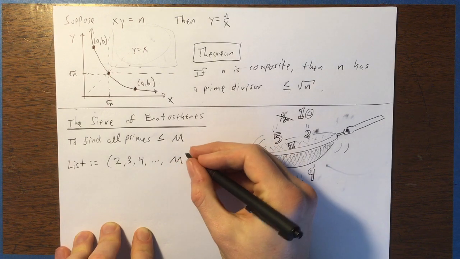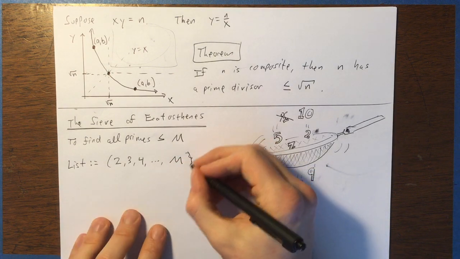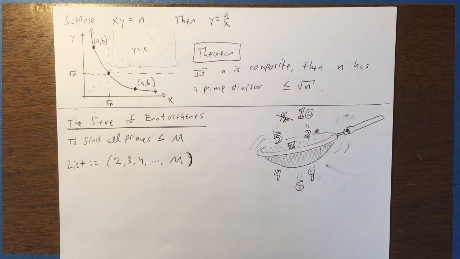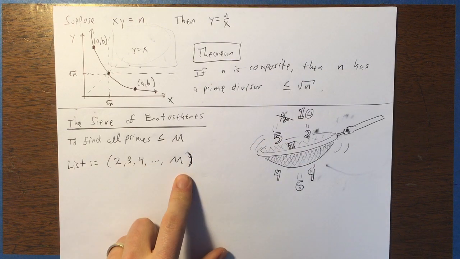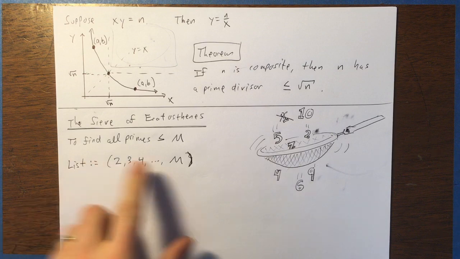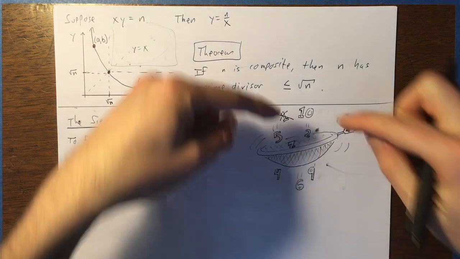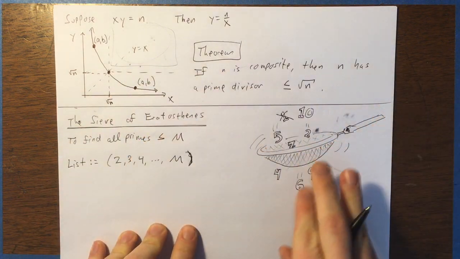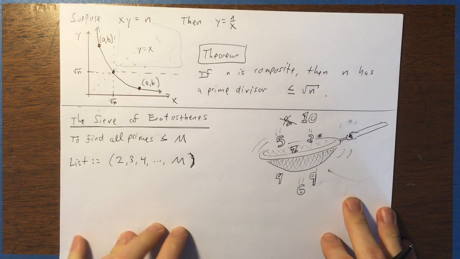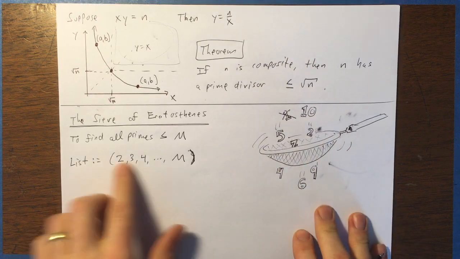We're looking for all the prime numbers less than or equal to capital M. So we've got the list of all numbers that are less than or equal to capital M. We're going to basically throw all these numbers into the sieve, and then anything that's composite, it's going to drop out of the sieve. We're going to remove it from the list.